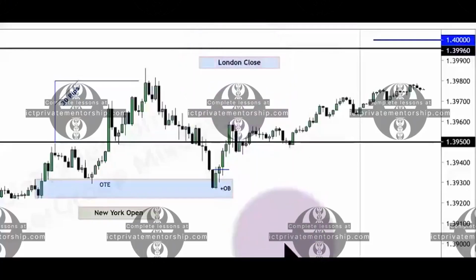Now, remember what I mentioned, personality traits. Notice that the high of the day forms ahead of London close. Now, remember what I mentioned yesterday.